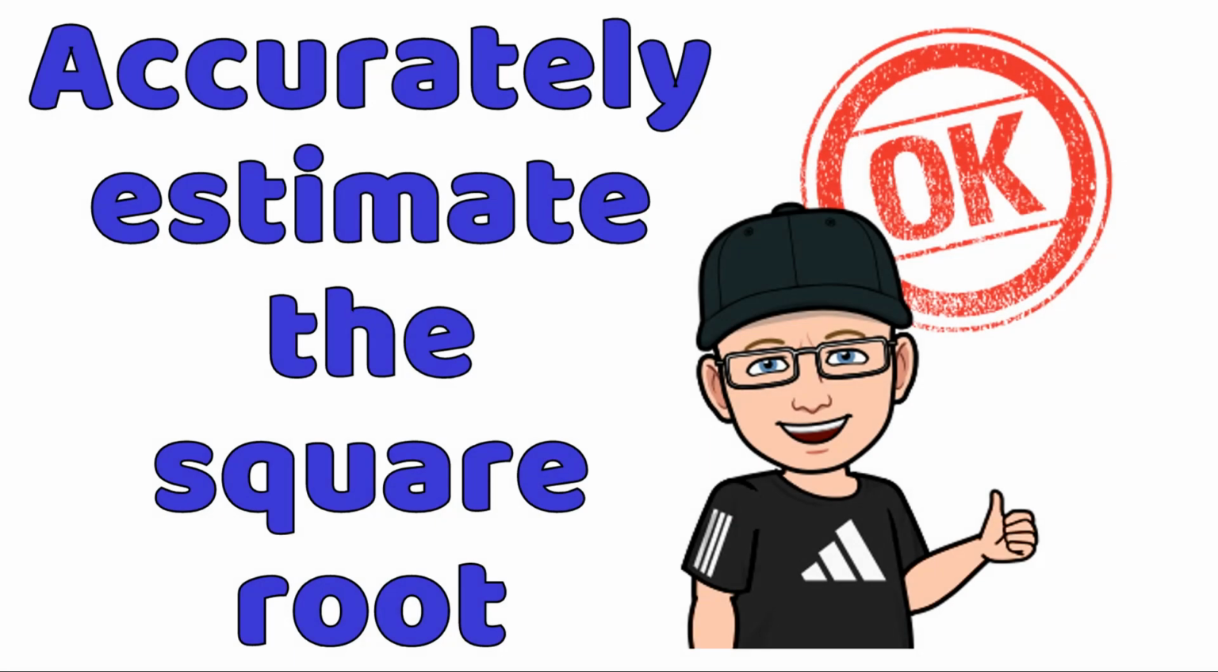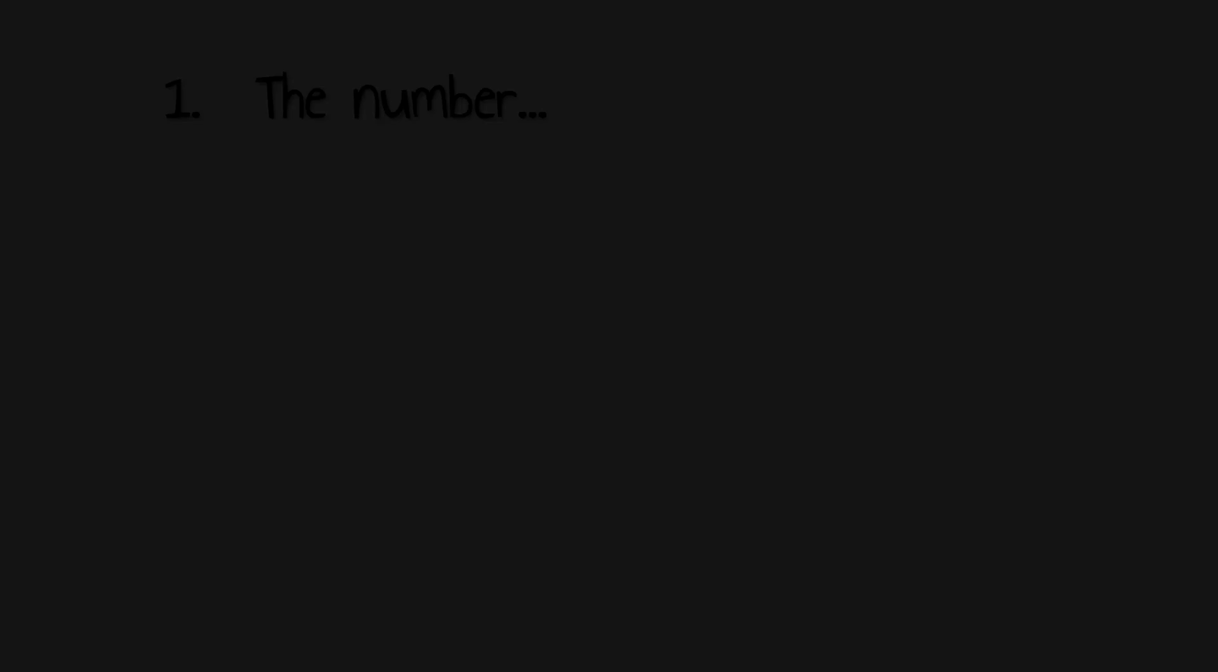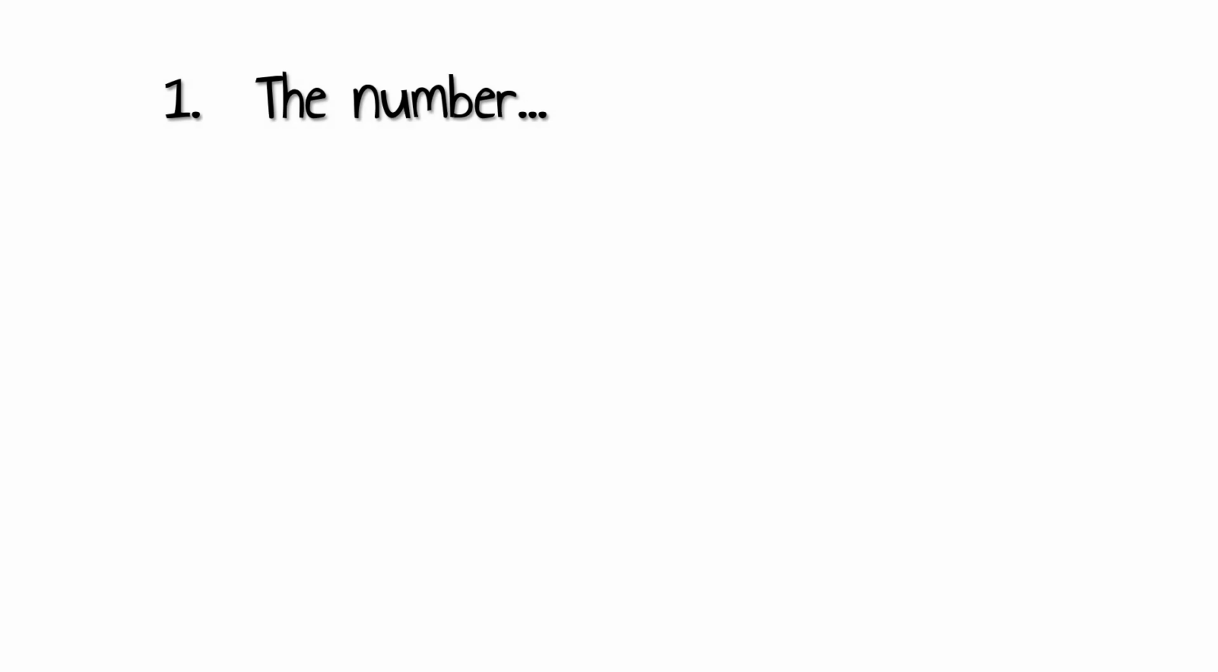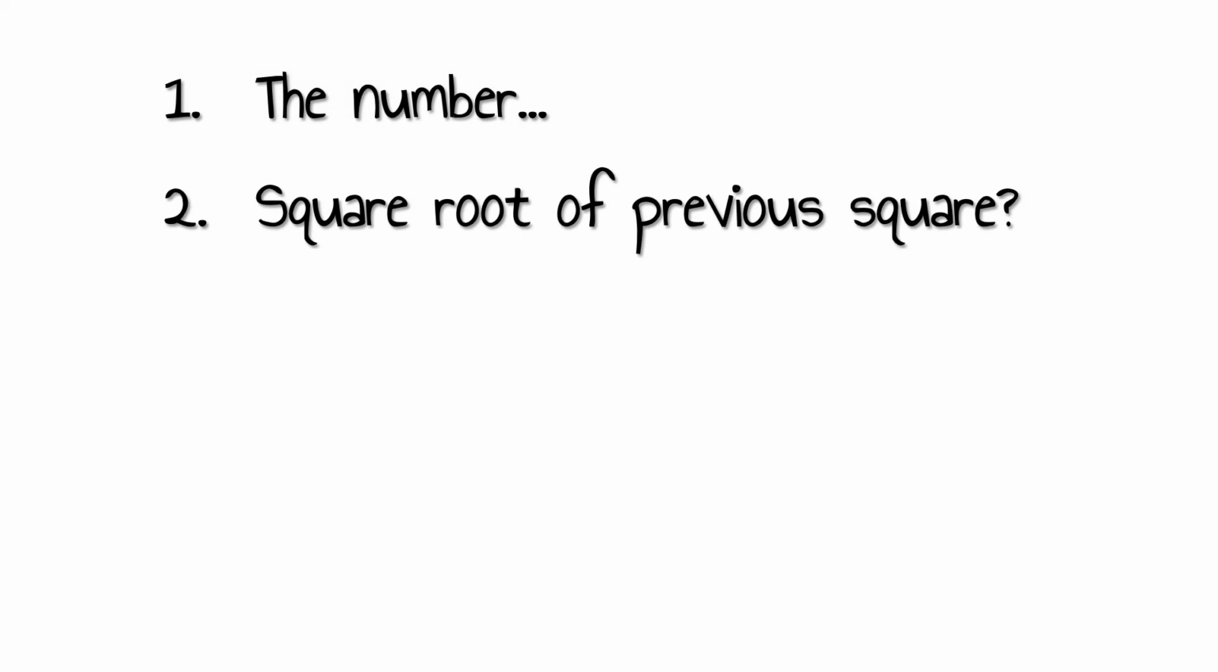Let's have a look at how to make a fairly accurate estimation of the square root of a number. We'll start with a number, and what we need to do is look for the square root of the previous perfect square, the previous square number. We'll go through a couple of examples in a sec so you can see what I mean.